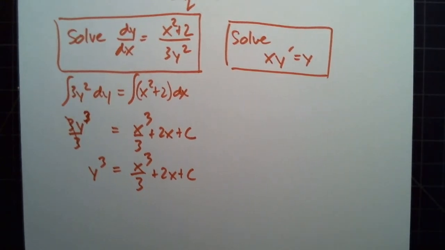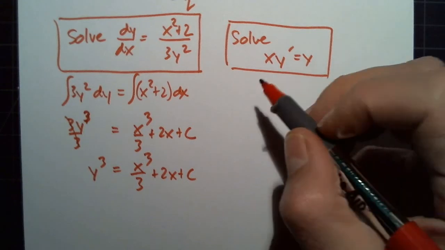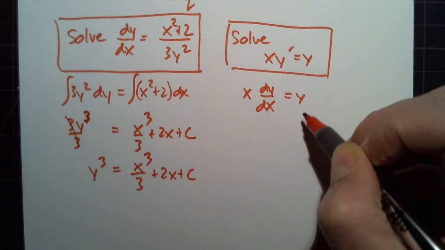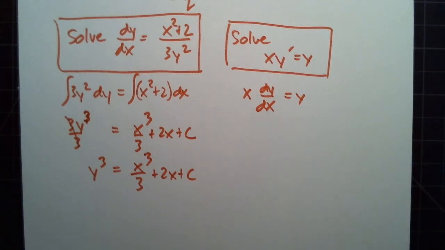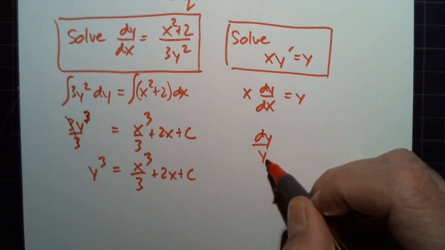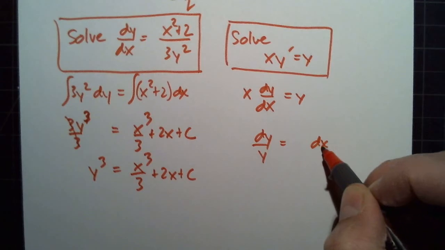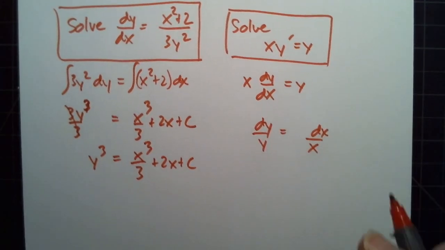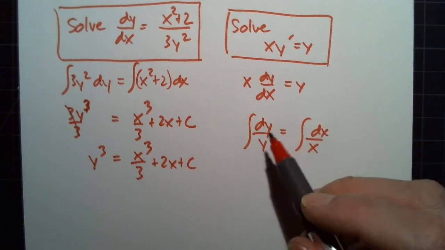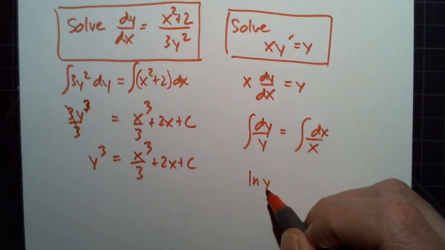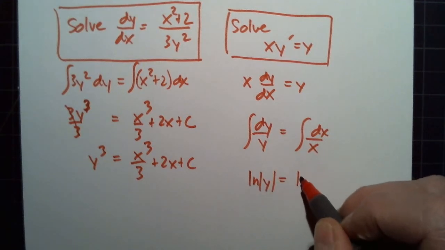Alright, pause the video and try that one. So rewrite y prime as dy dx, and let's separate the variables. We'll divide by y, multiply by dx, and divide by x. Integrate. So that's 1 over y dy. The antiderivative of 1 over y is natural log of y. Natural log of x.